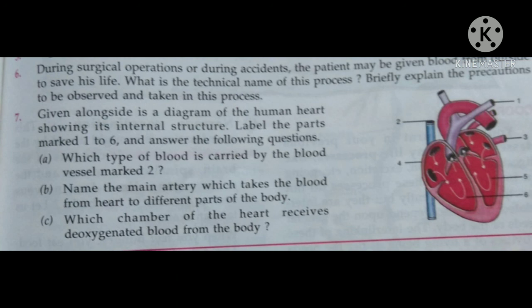Next, which chamber of the heart receives deoxygenated blood from the body? Answer is right auricle, or right atrium. Okay, these are the answers. You have to check the answers. If it is wrong, make it proper.